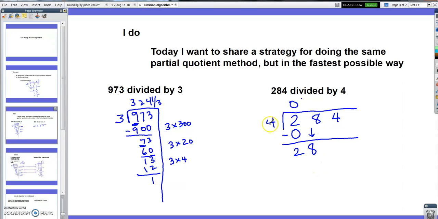And now I can say, well, 4 times what? How close can I get to 28? So I think I can hit it exactly with 4 times 7 is 28. And get it exactly. Take that away. 0. Move on to my 4. And I can make exactly 1 set of 4 to make 1. And so my answer is 71. 4 times 1 is 4. And no remainder. So that's one way.